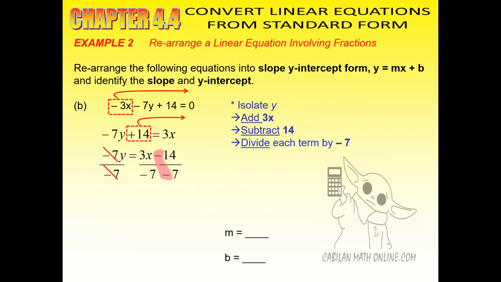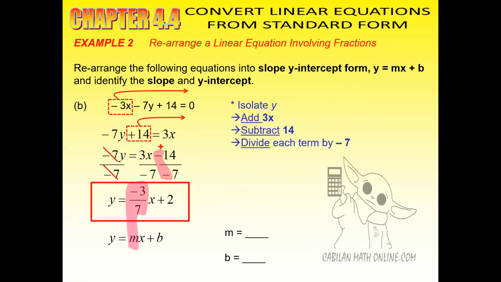Now, for this one here, we have negative 14 over negative 7. Two negatives become positive. And the good thing about 14 and 7 is that when you divide them to each other, it gives us a whole number of 2. So the final answer of this will be y equals negative 3 over 7x plus 2. Okay, so line them up here for the m and the b. So again, our slope m here is negative 3 over 7, and our y-intercept here, which is the b, is 2.